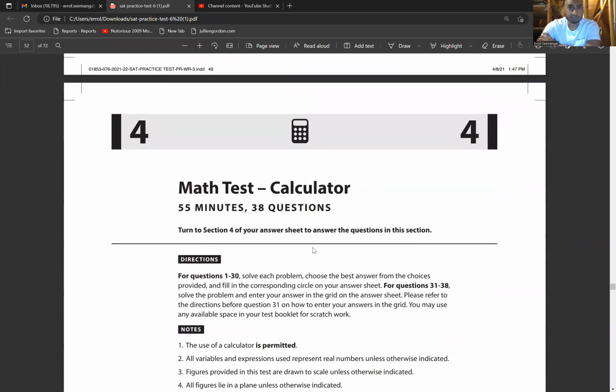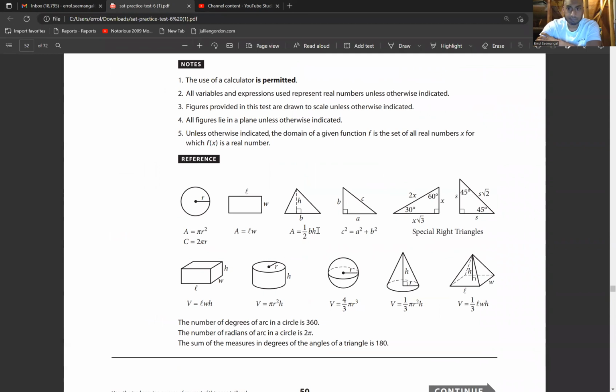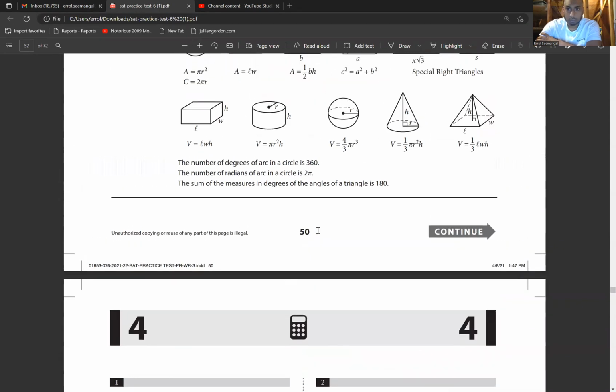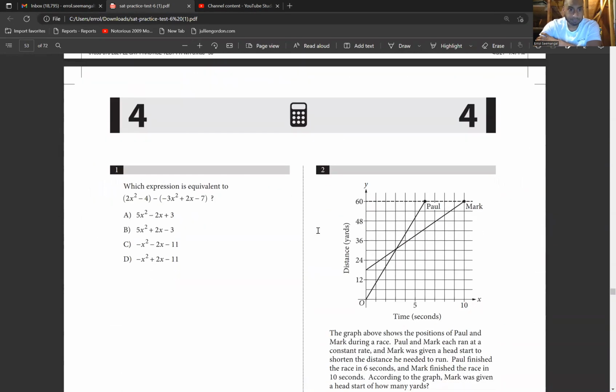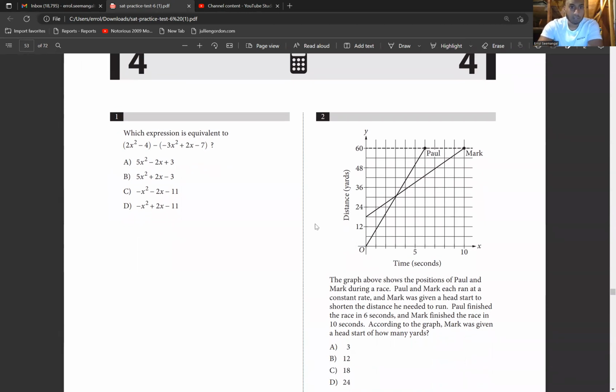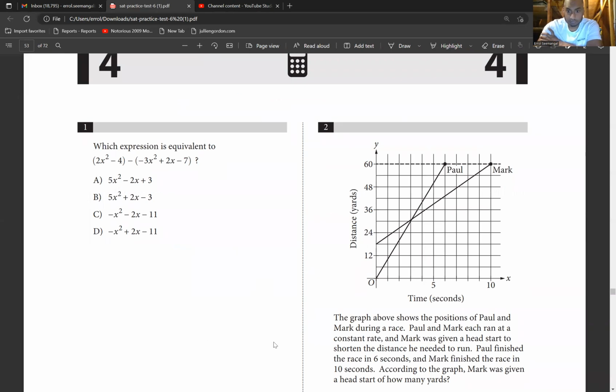Math test, calculator, 55 minutes, 38 questions. Okay, let's try these. Number 1: which expression is equivalent to that? Just collect your like terms. The main thing on this question is multiplying the negative sign into the brackets. So 2x squared plus 3x squared is 5x squared, so it's not C or D.